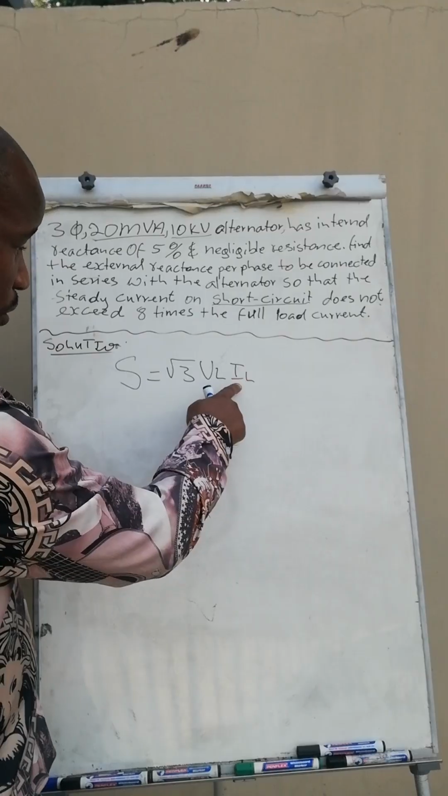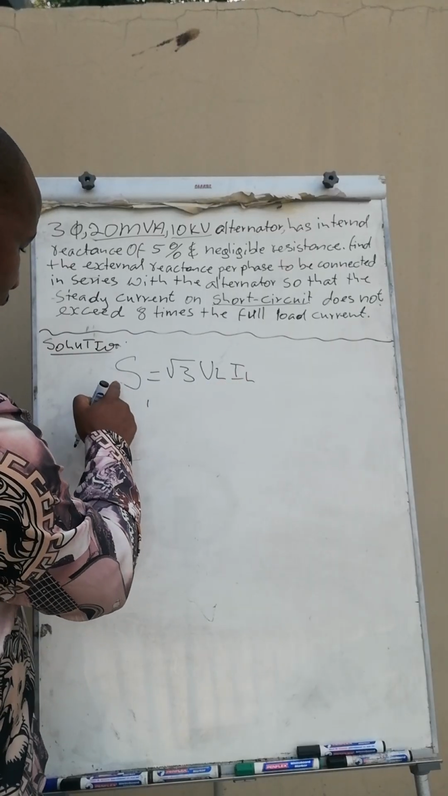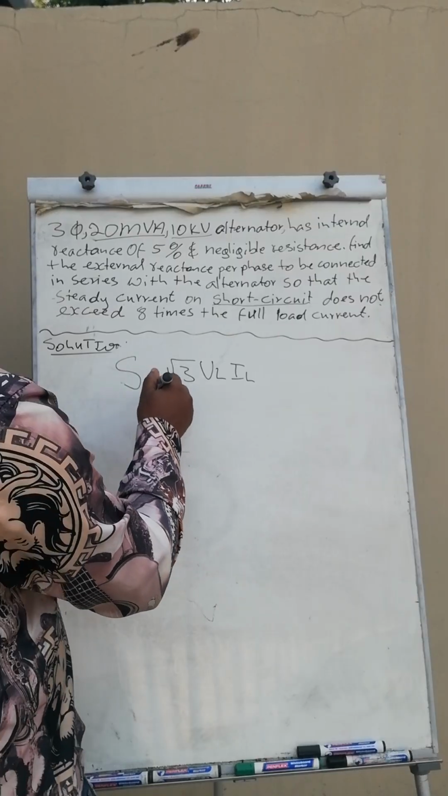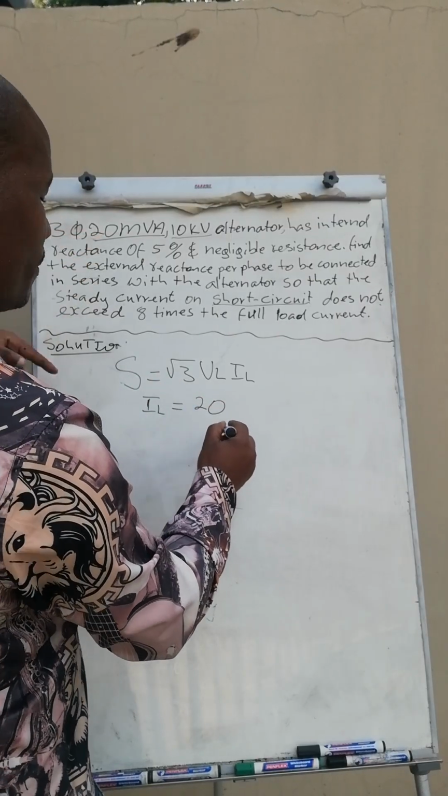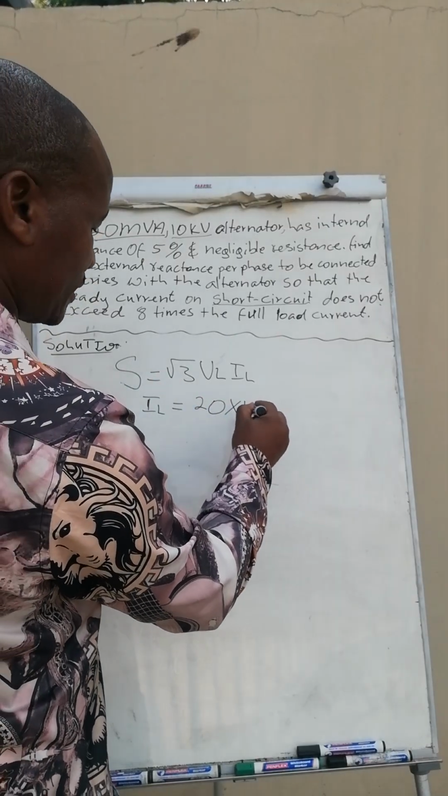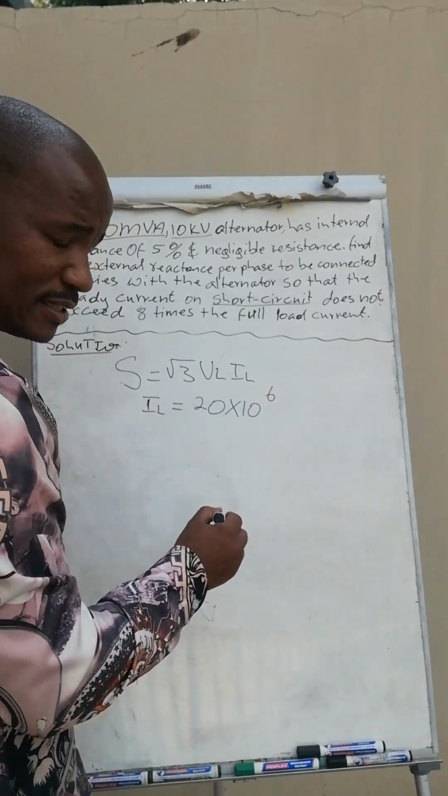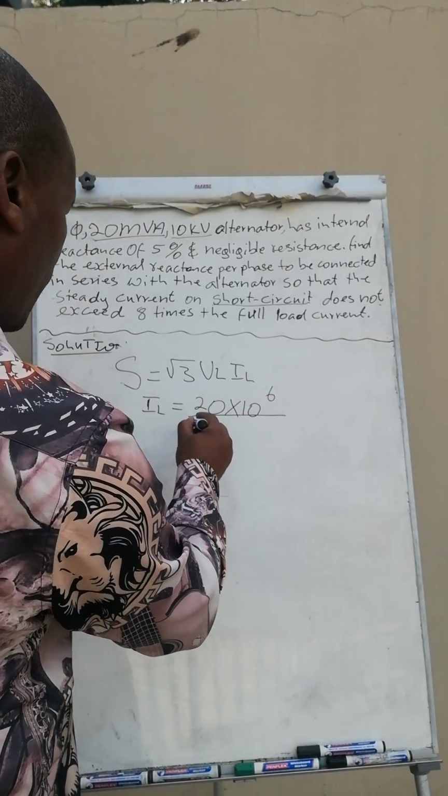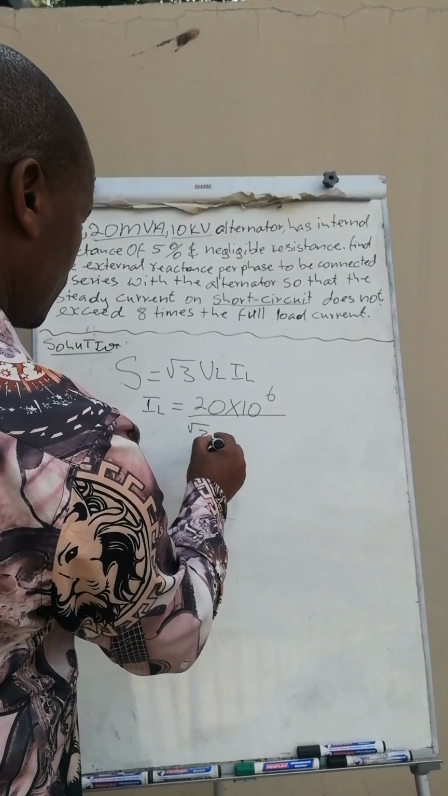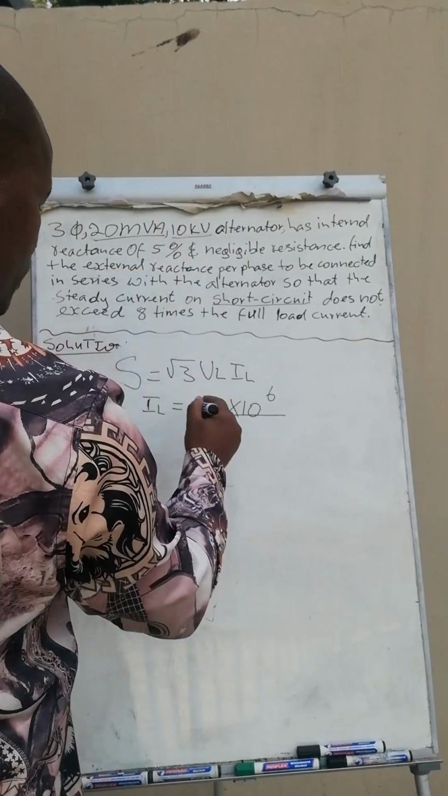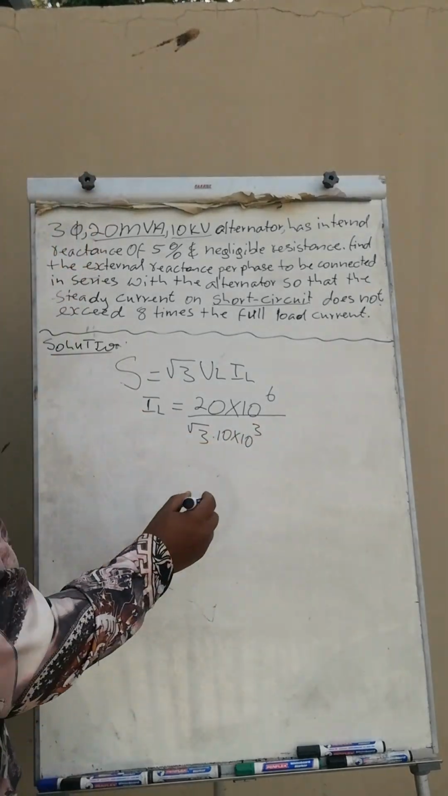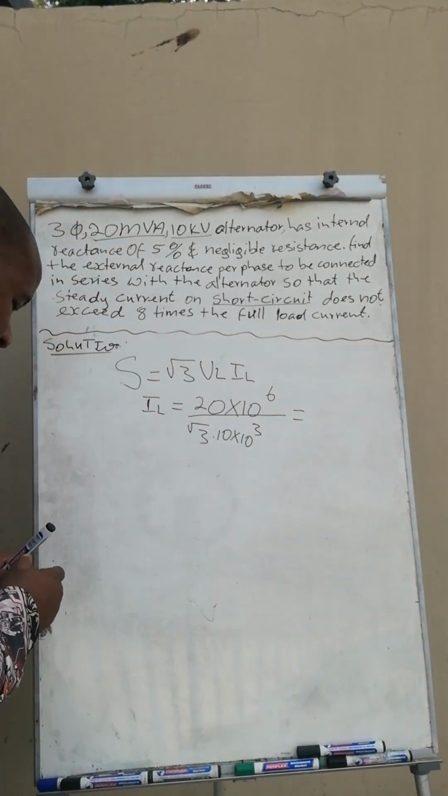This is the line current or load current. Therefore, the load current is equal to 20 megavolt amps, which can be written as 20 times 10 to the power 6 volt amps, all over √3 multiplied by 10 multiplied by 10 to the power 3. And it is equal to what?